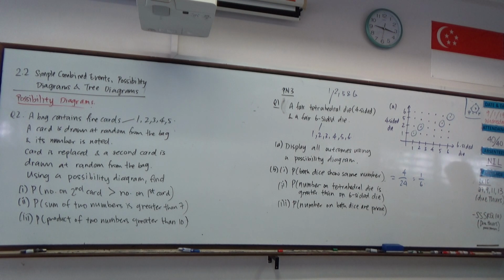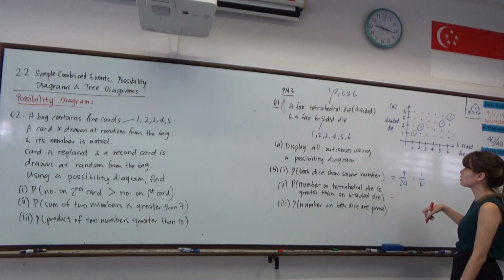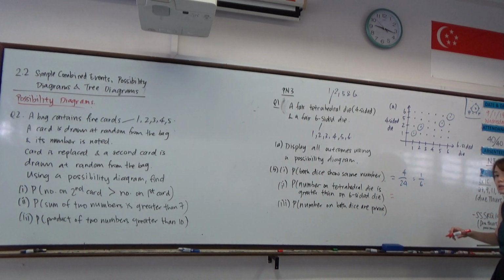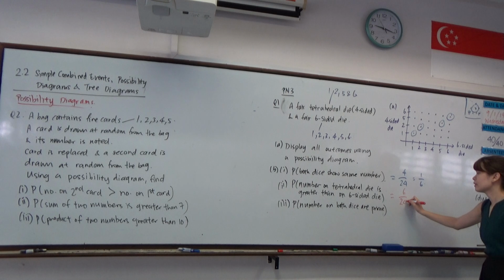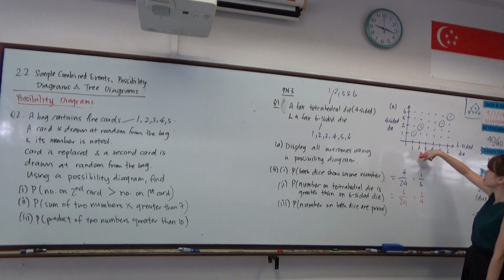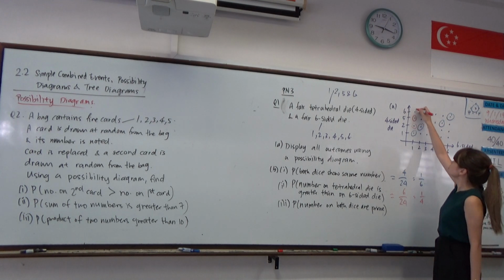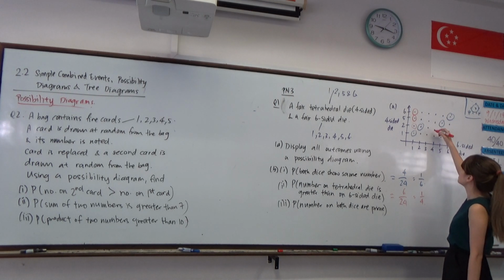Then for part 2, the probability that the number on the tetrahedral die is greater than the six-sided die. So what would the answer be? 1/4. How do you get 1/4? 6 out of 24, so then you get 1/4. Tetrahedral die, that means here greater than this one. So therefore, it should be this. Is it? 2, 3. I think it's 6 only.